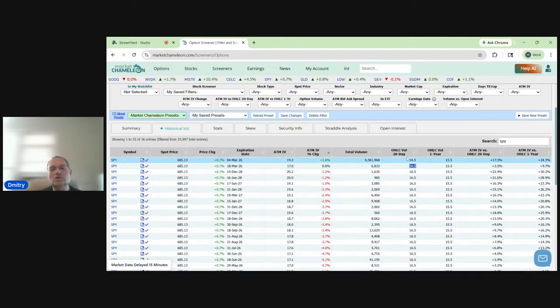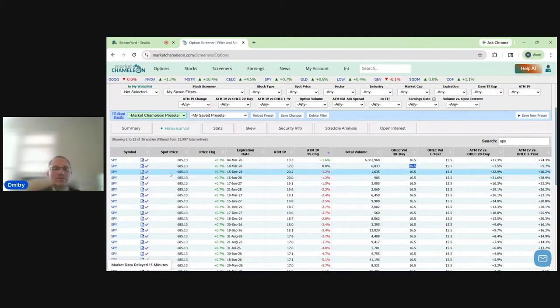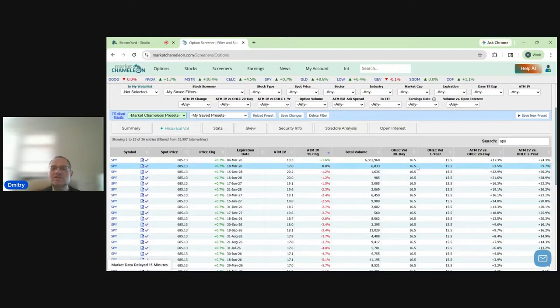One is using the 20-day. So it's using an open, high, low, close 20-day vol. So when we calculate the volatility of a stock, there are different ways to do that. This is using daily open, high, low, close prices. And over the last 20 days, based on that, SPY moved at a 16.5 volatility. So very close to where the implied volatility is now.